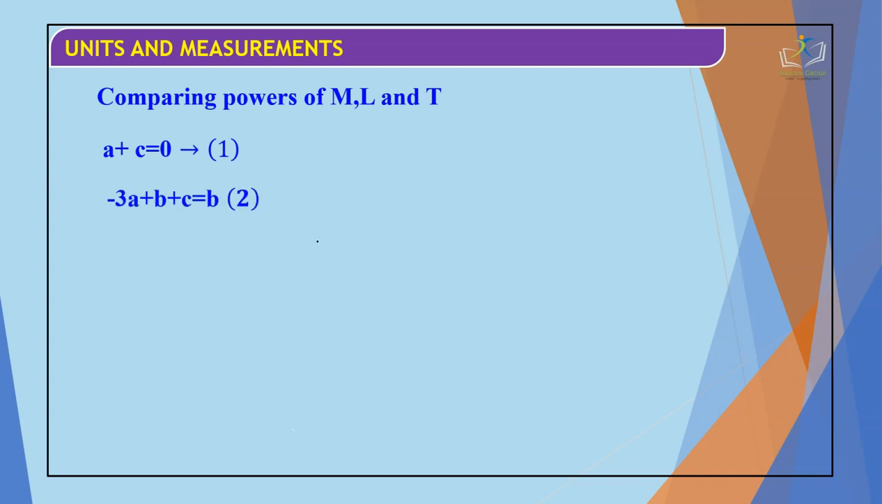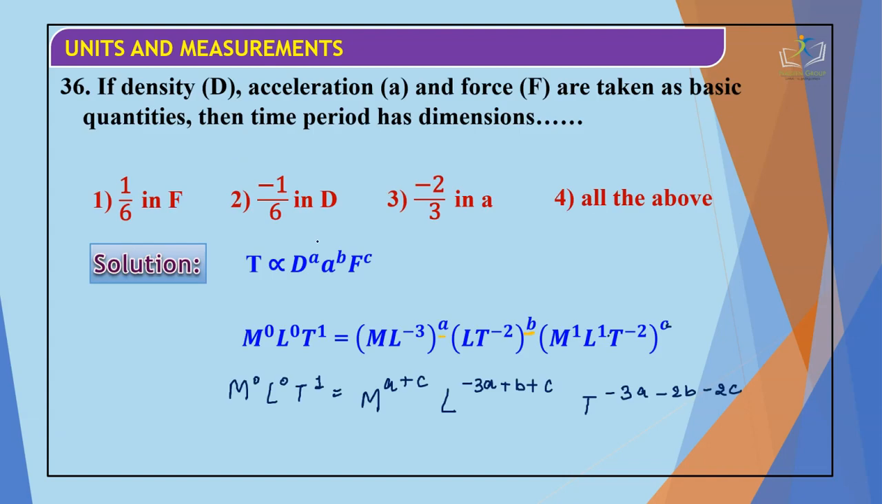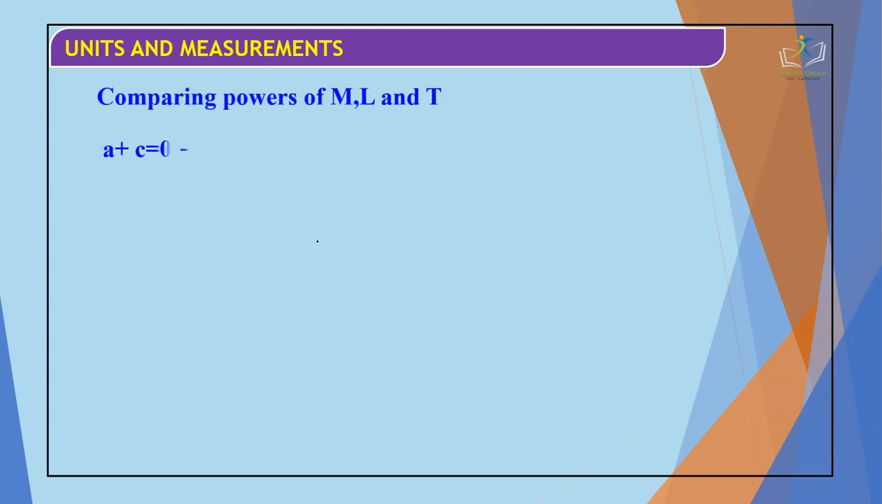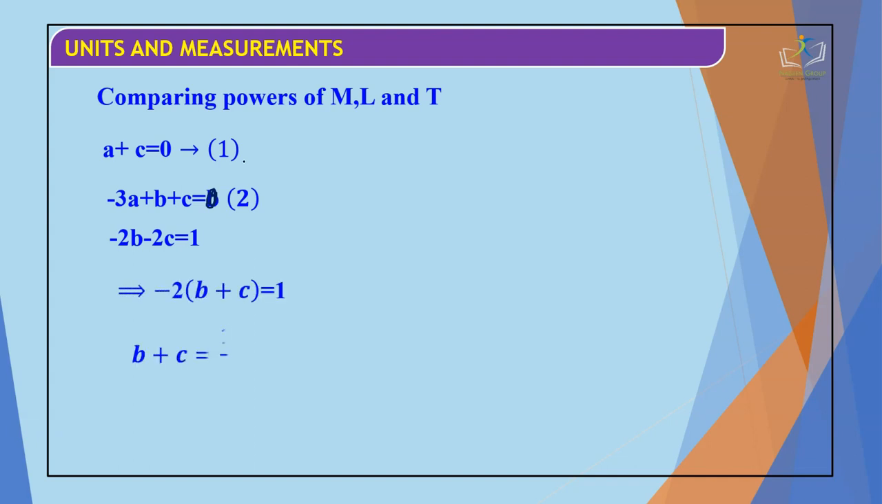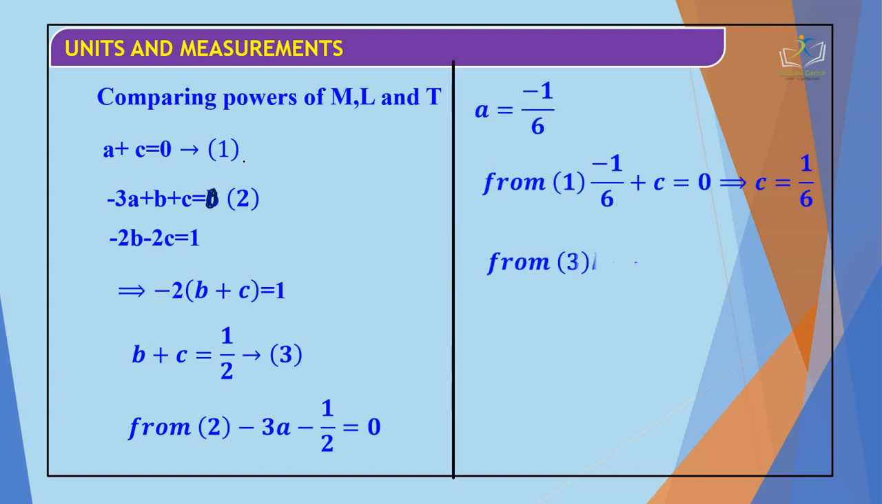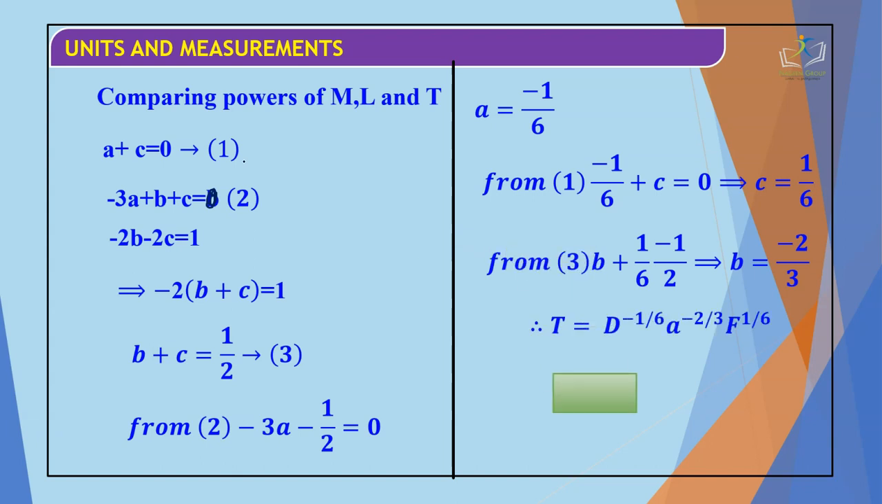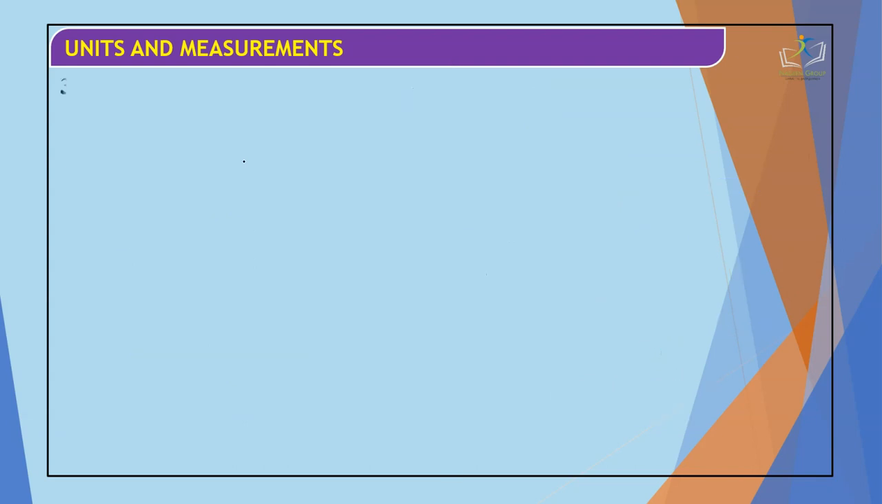This minus 3A plus B is equal to 0. This is not actually B, this is a 0. So after solving, we get the value of A plus B plus C is equal to half, minus 3A minus half is equal to 0. After solution, we get the value of A as minus 1 by 6, B as minus 2 by 3, and C exactly 1 by 6. So the correct answer is the fourth option, for all of you.